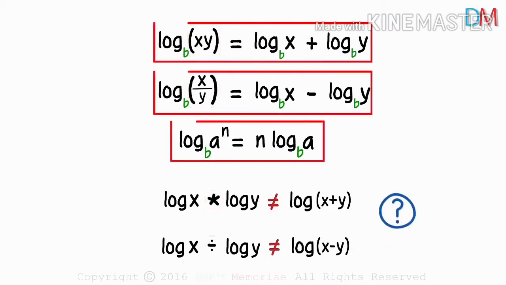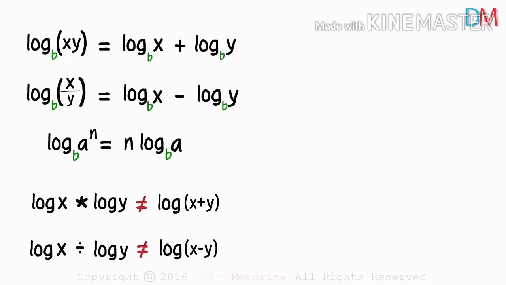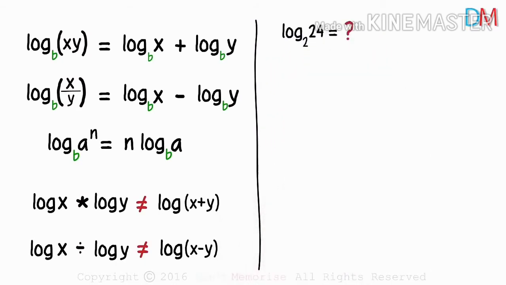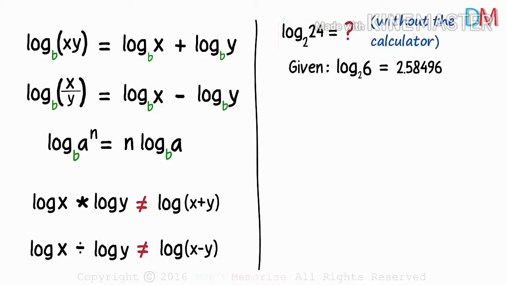Now, where do these rules help us? Let's look at an example. We have been asked to find the log of 24 to the base 2. Now, most calculators provide the answers for log to the base 10 and the natural log. So, assume that we need to find this value without the calculator. But we are given some additional information along with it. The log of 6 to the base 2 is equal to 2.58496.